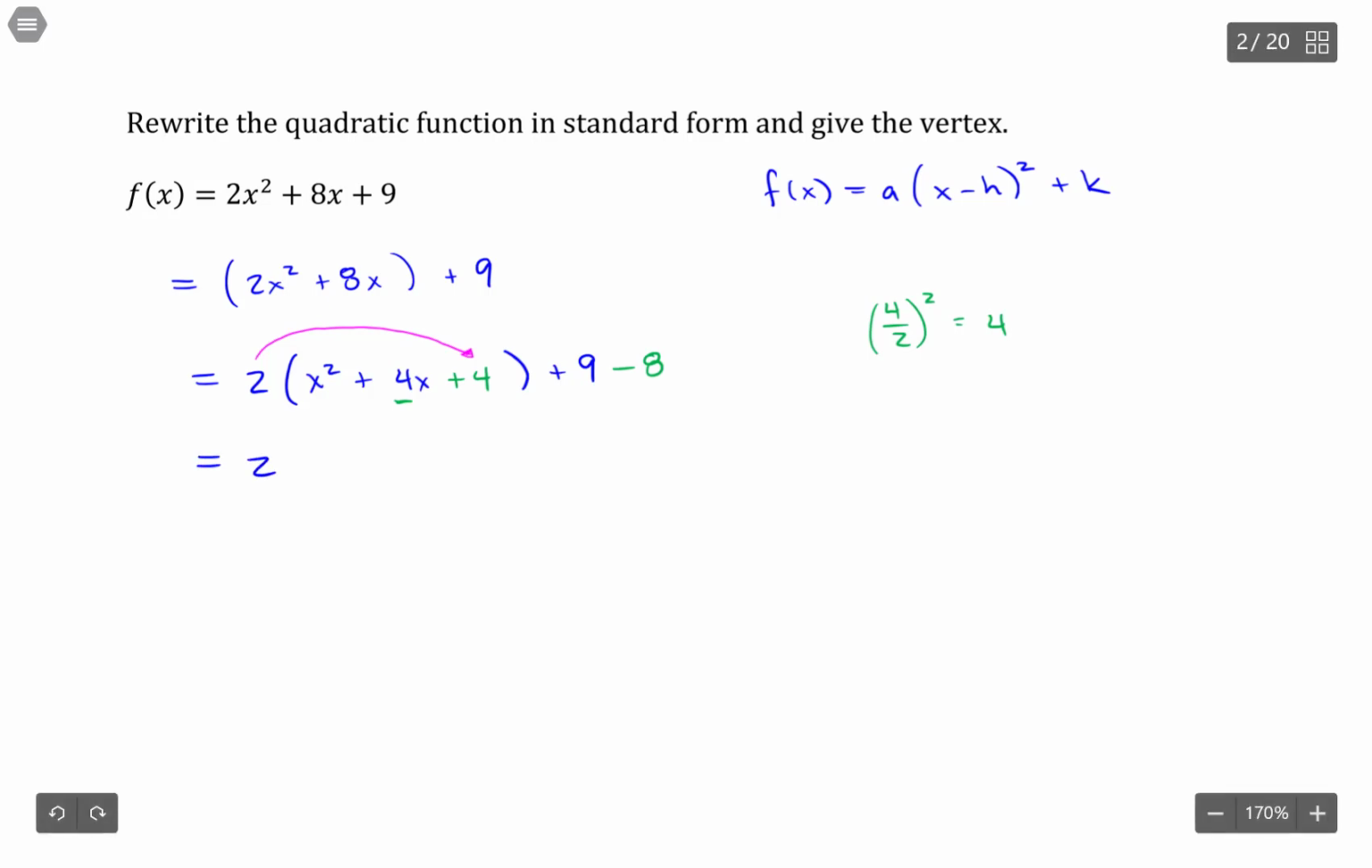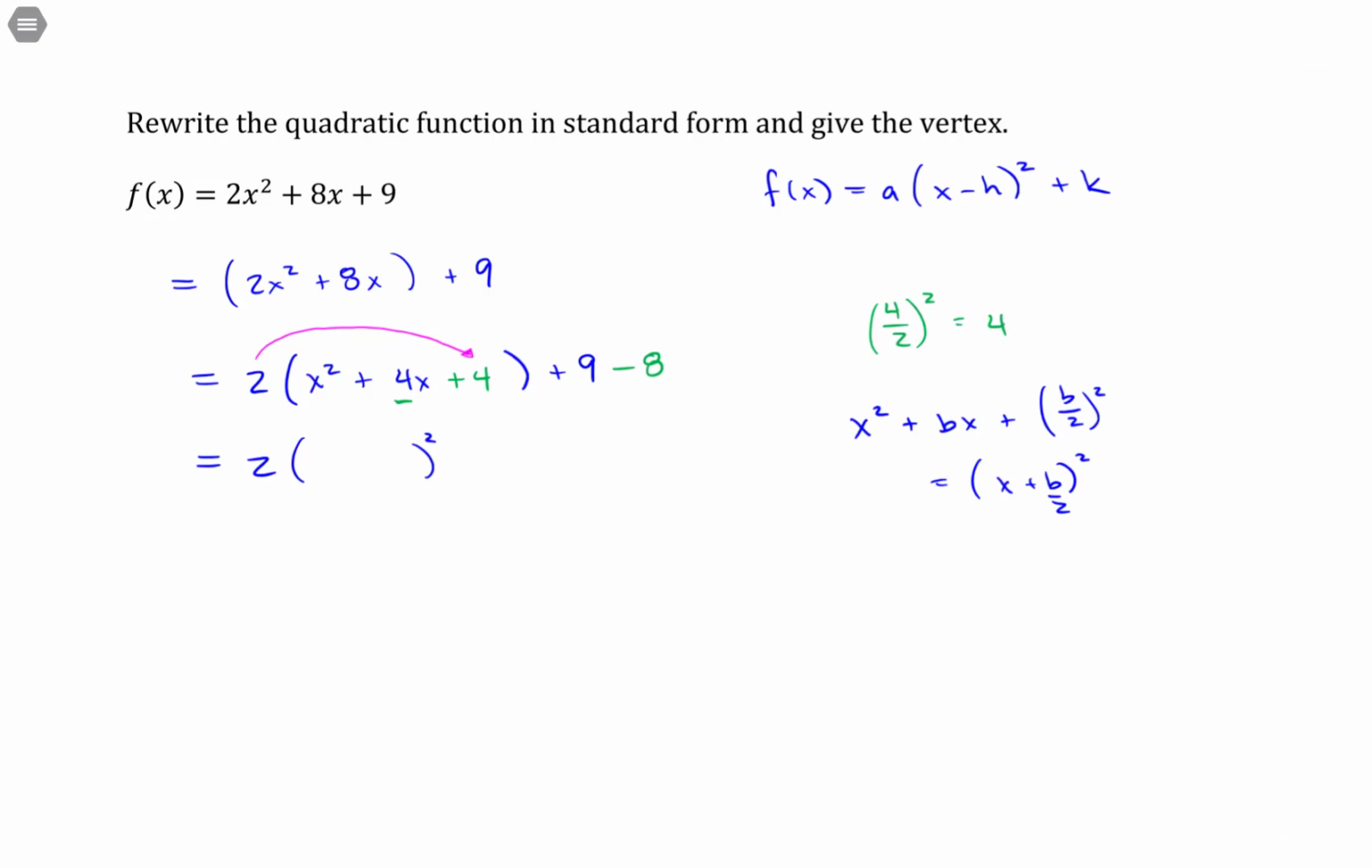Once you get that down, the nice thing about the next step is this perfect squared trinomial always factors in the same way. So when you have x squared plus bx plus this special term, b over 2 quantity squared, it factors into x plus b over 2 quantity squared. So all we need to do is just take half of this number, so x plus 2 quantity squared, and then I have 9 minus 8, which is 1 on the outside.